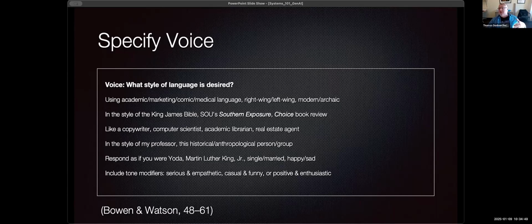So in the style of my professor, if I've never done anything like it, but if I wanted to, what I would do is I would go out and grab a bunch of articles written by that person and then attach them as part of my prompt, and ask it to fulfill the next part of the prompt based on all of that input. And you could do that for yourself.